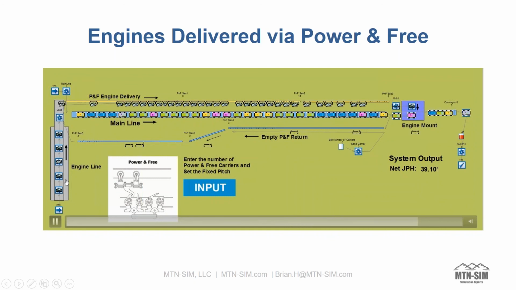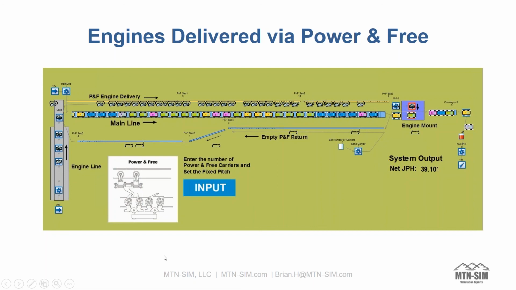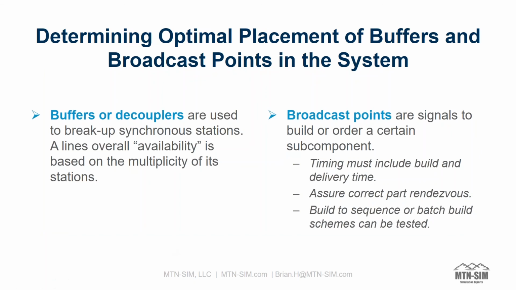So this is just an example of a power and free system. In this particular example, it's an engine line. We're showing the overall main line where the vehicles are traveling down. Meanwhile, we have the subcomponent of the engine getting built up, and we have a power and free system. This is the loaded side, so the engines get loaded on a power and free. You can see that this represents an overhead power and free where the engines are hanging above the vehicles. And then they're going to get loaded at this particular point. And then we'll see our empty carrier return.